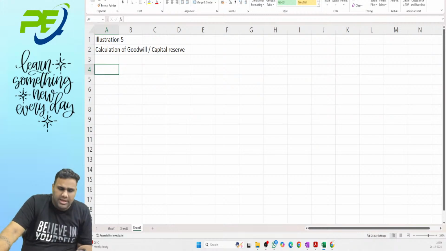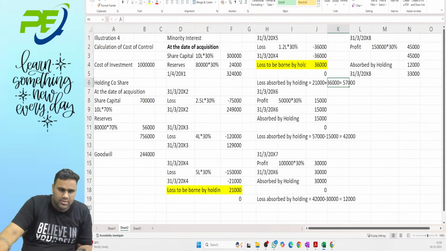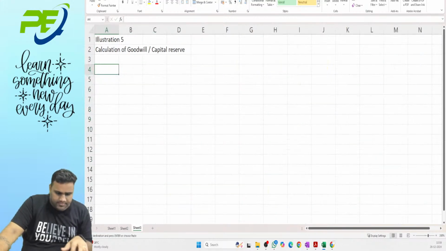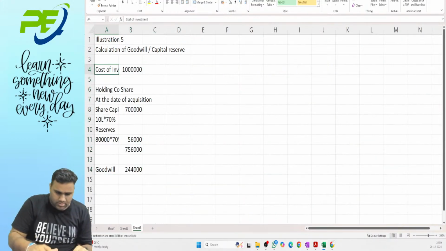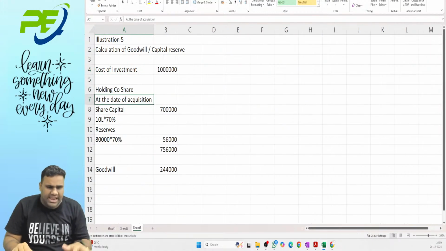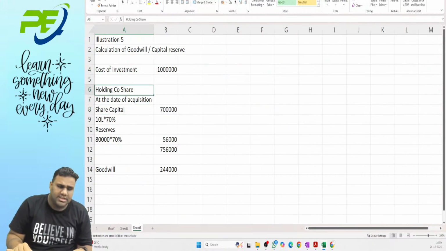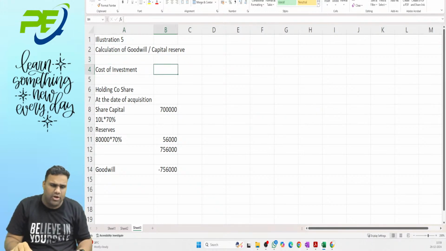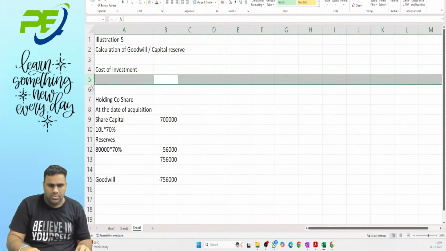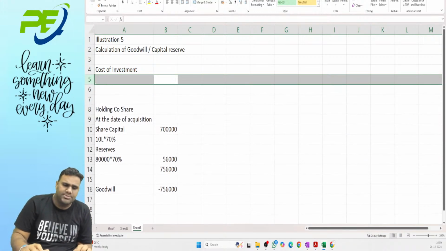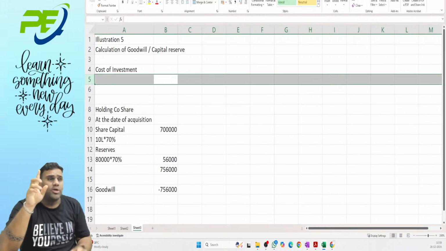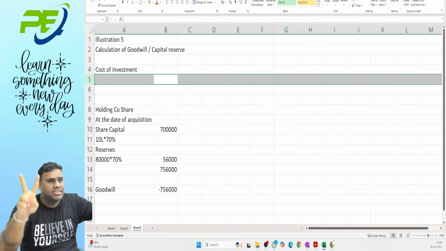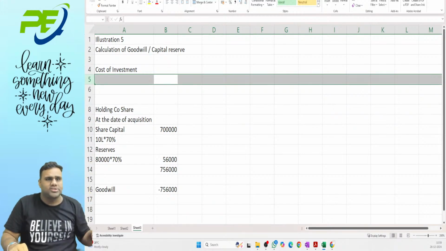What are the two things we compare? Cost of investment and holding company share at the date of acquisition. Now, in this problem, think and tell, cost of investment will be 1 or will be 2? 2, because he already has 46%, and 54% is acquiring now. So there will be 2 cost of investment.